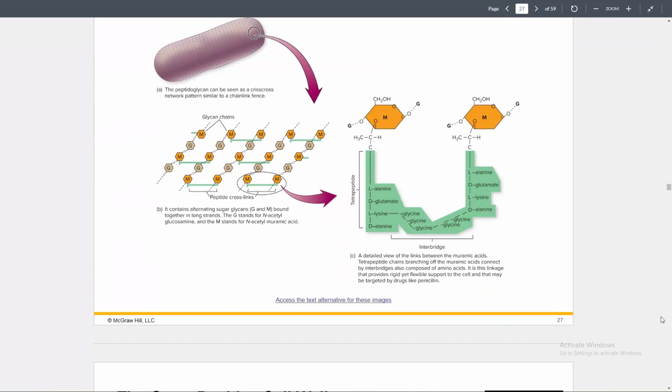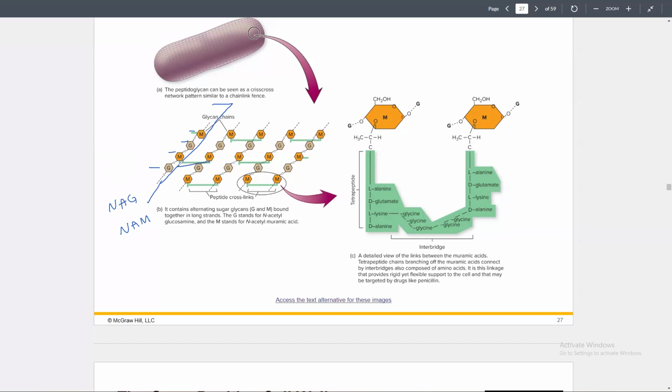The G's and the M's here stand for different sugars. They're alternating sugars. So here we're talking about N-acetylglucosamine and N-acetylmuramic acid. You don't have to know that, okay? But they usually write them as NAG and NAM. And so that's why they have a G and M here. So NAG and NAM. And they just alternate, G, M, G, M. And then we'll have long strings of GM, GM, GM going on and on and on.